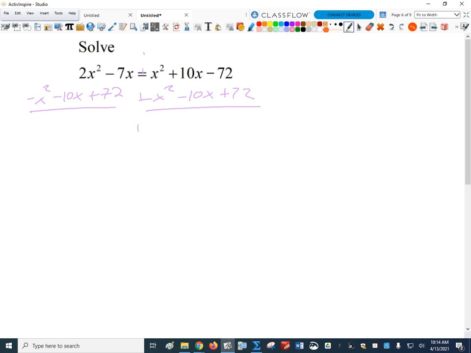And what's that give us then? Well, 2x squared minus x squared is x squared. Negative 7x minus 10x is minus 17x, and then just 72 equals 0. Okay, good. So we got a trinomial that we could factor now. If I have a quadratic trinomial, 3 terms, and a is equal to 1, these are the easy type, right? These are going to factor easily, or maybe they won't. But if they do, it's going to be easy.